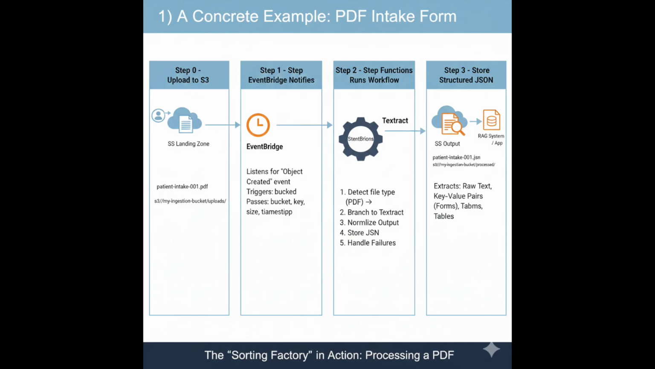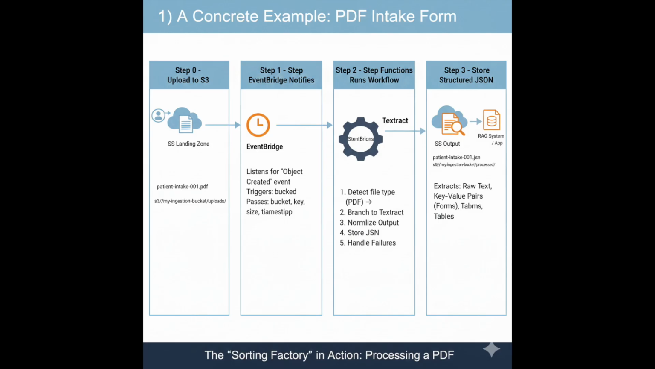Step 2, Step Functions runs the workflow, the factory manager. Step Functions receives bucket myingestionbucket, key uploads/patient-intake-001.pdf. Now it runs the workflow. One, detect file type: PDF, audio, image. Two, branch to the correct extractor. Three, normalize the extractor output into your standard JSON format. Four, store JSON in an output location. Five, if anything fails, retry with backoff, then store error JSON plus notify.